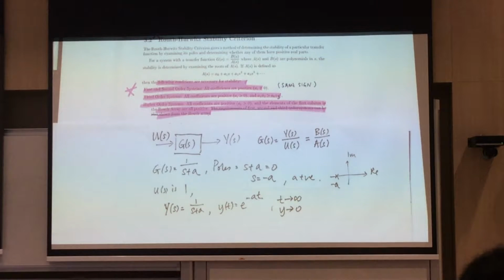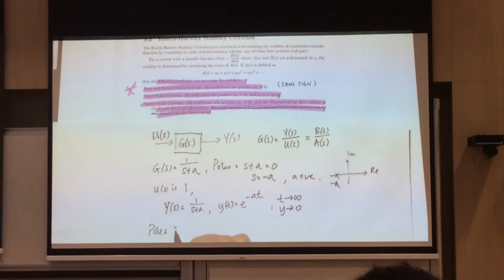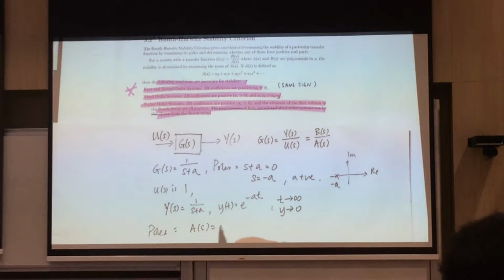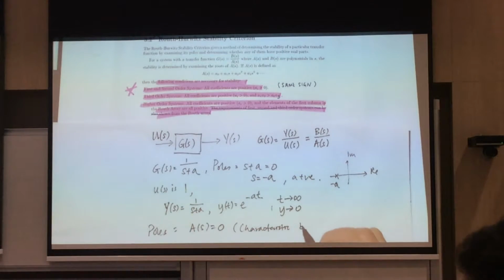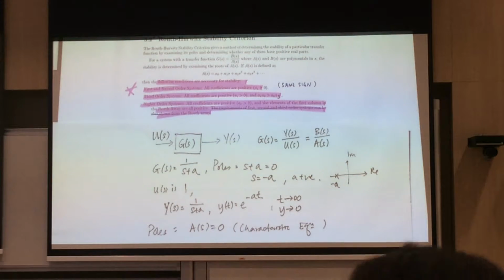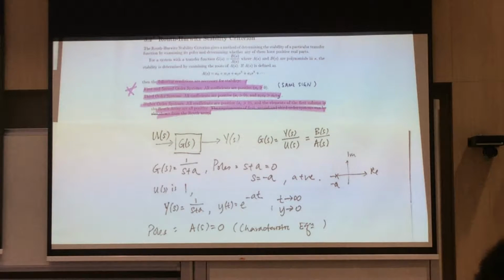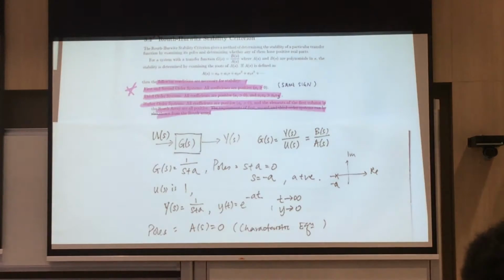If it's not a first order system, but you are given a denominator A(s), how do you check for the poles? The poles will just be the solution of A(s) equals 0, and we call this the characteristic equation. From now on, especially when we talk about control systems, very often we will tell you to just find where the poles are. The poles come from the characteristic equation, which is the denominator equated to 0, and solve for s.